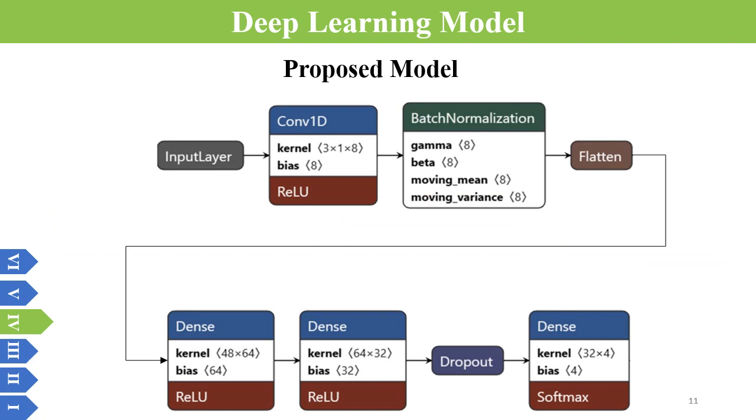Here, our model is presented. As we see, we use one one-dimensional convolutional layer with a ReLU activation function, one batch normalization layer, and a fully connected part containing two dense layers using the ReLU activation function, and one dropout layer with 0.4. The last fully connected layer is a dense layer with the softmax activation function.